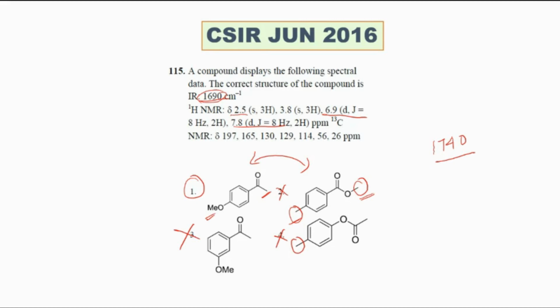Now, based on this doublet and doublet, I'll rule out option 3. So what is the answer? Option 1. Is that okay? Have you understood, guys, all of you? So IR values will surely help you to rule out certain options. So keep that in mind. Is that okay, ma'am? Yes, ma'am. Okay.